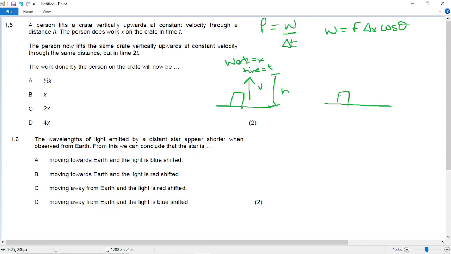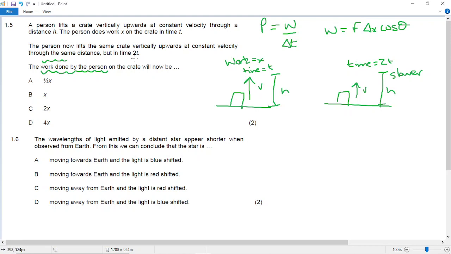Here is the crate now. We're lifting the same crate. We are lifting it vertically upwards at a constant velocity through the same height. It says through the same distance. So the h is the same, but the time is now 2t. So they did this one slower. But now the question says to you, what is the work done by the person?